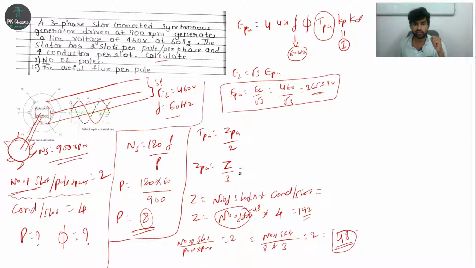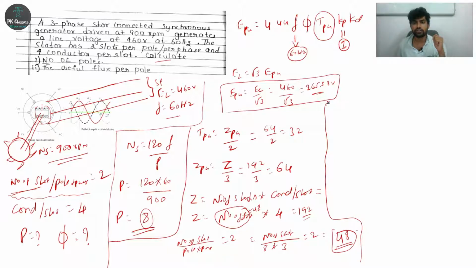How to calculate Z phase? 192 divided by 3, you will get 64. What about T phase? 64 divided by 2, you will get 32, right? Now we got T phase 32, okay?